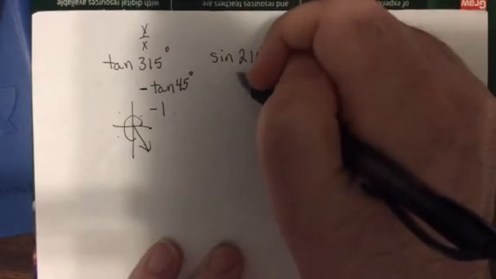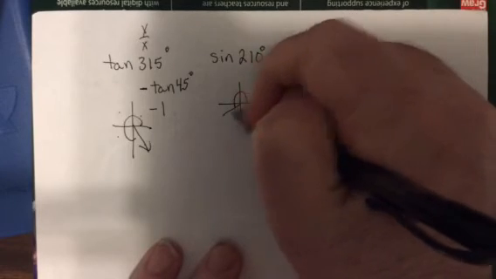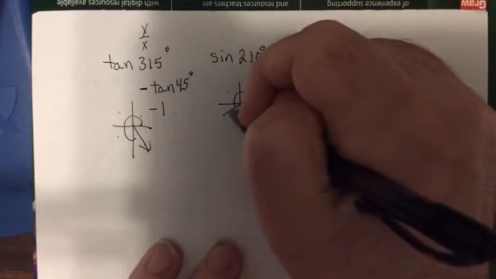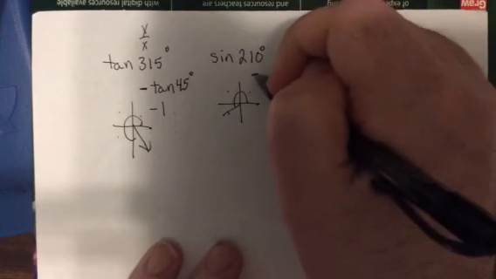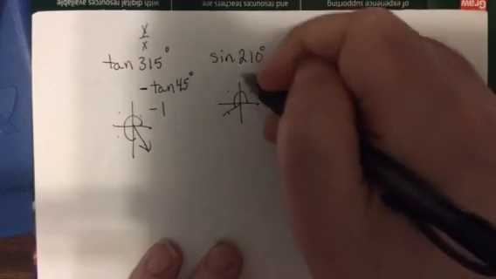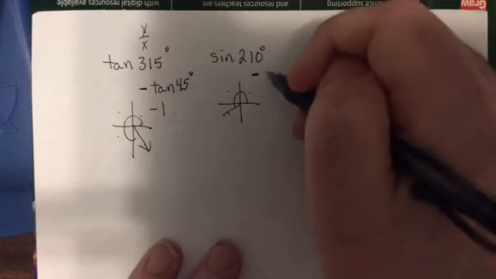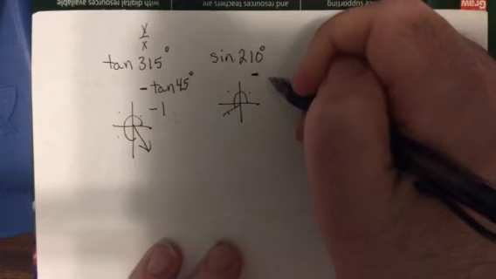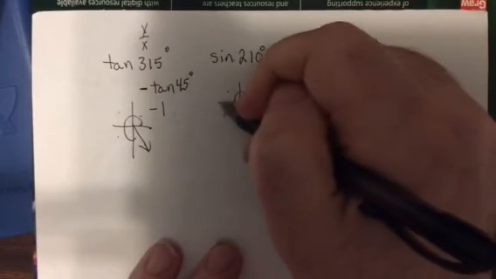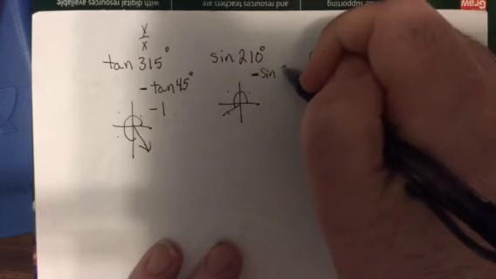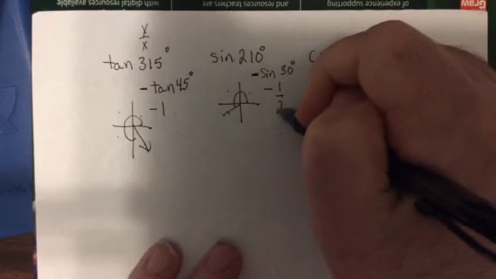Woohoo! Sine of 210. That's the third quadrant. All students take, well, tangent's the positive one, so sine's negative. Or you could say sine is y over r. Y is negative. R, of course, is always positive, so sine would be negative. And the reference angle is between the terminal side and the closest x-axis, so that'd be 30 degrees. And sine of 30 is a half.